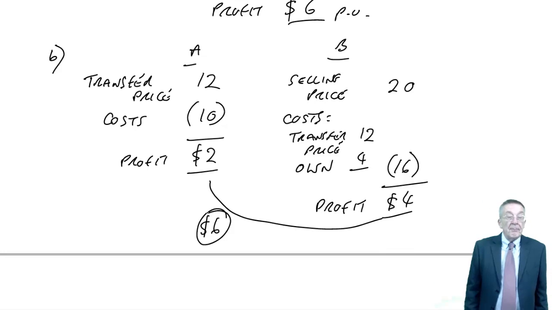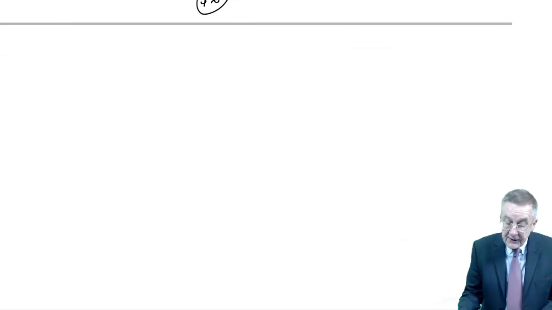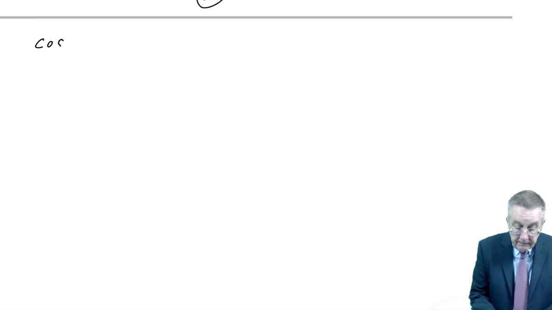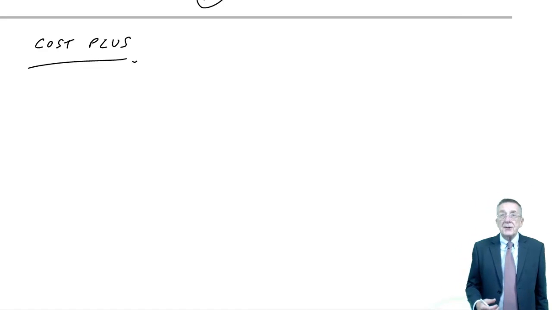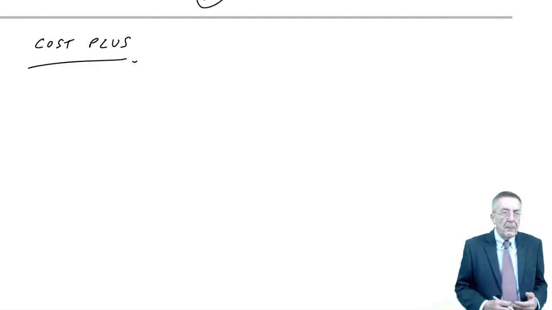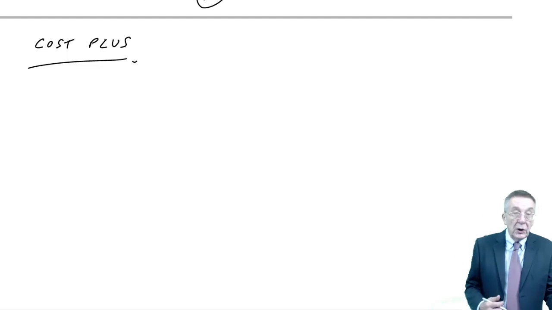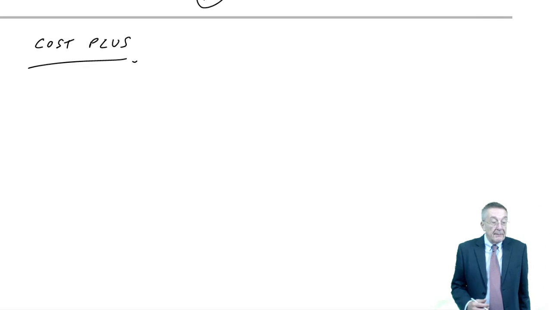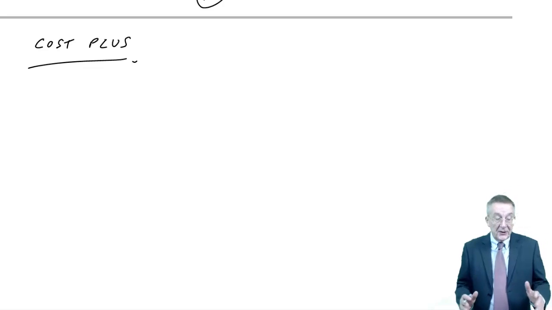Why? Well, over the page, a very common way of deciding on a transfer price in real life is cost plus transfer pricing. Now, you've heard of cost plus in ordinary pricing in the pricing lectures earlier, but it's very common in transfer pricing. And so look at example 2. Check out how it works, and then we can discuss whether in fact it's sensible.